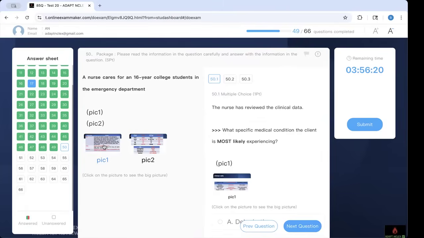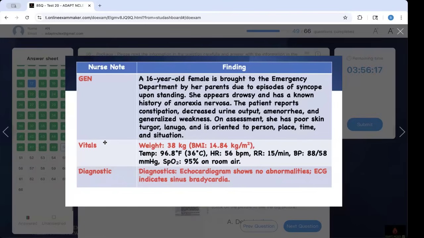Next Generation NCLEX. A 16-year-old female is brought to the emergency department by the parent due to an episode of syncope upon standing. She appeared drowsy and has a known history of anorexia nervosa. The parent states constipation, decreased urine output, amenorrhea, general weakness. On assessment, she has poor skin turgor, and is oriented to place, time, and situation. What is the problem? Her weight is low, temperature is cold, bradycardia, all the signs and symptoms of anorexia nervosa.